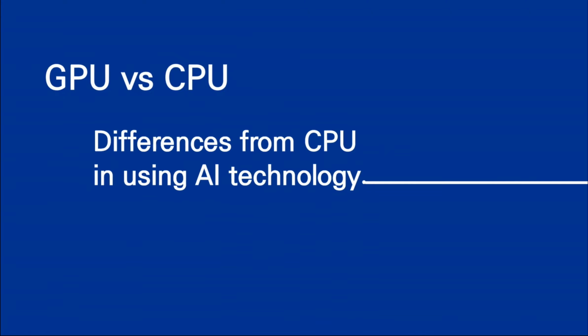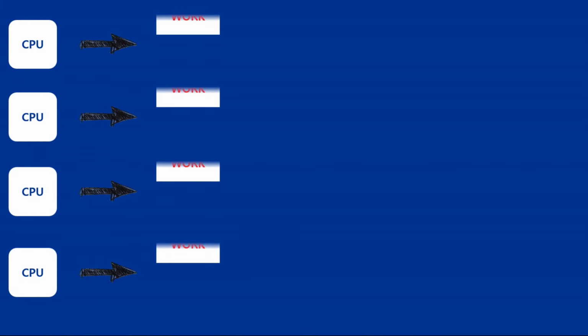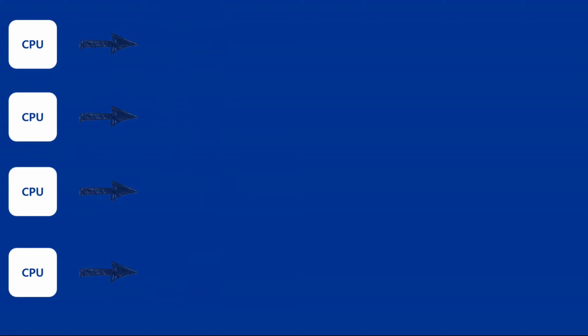The main difference between CPUs and GPUs when using AI technology lies in parallel processing. CPUs are primarily optimized for serial processing tasks, useful for handling a single task. Therefore, multiple CPUs are used to speed up task processing.